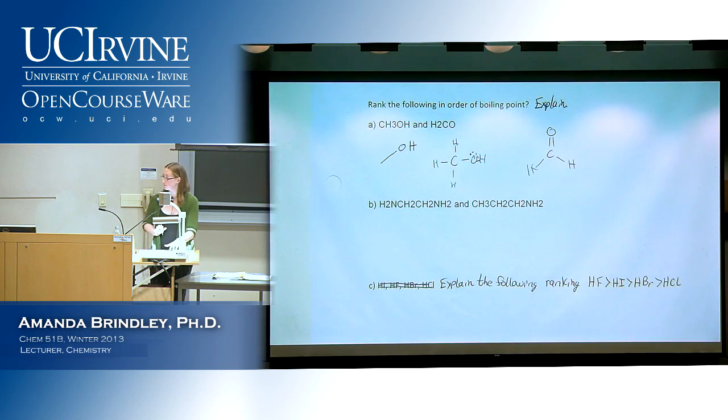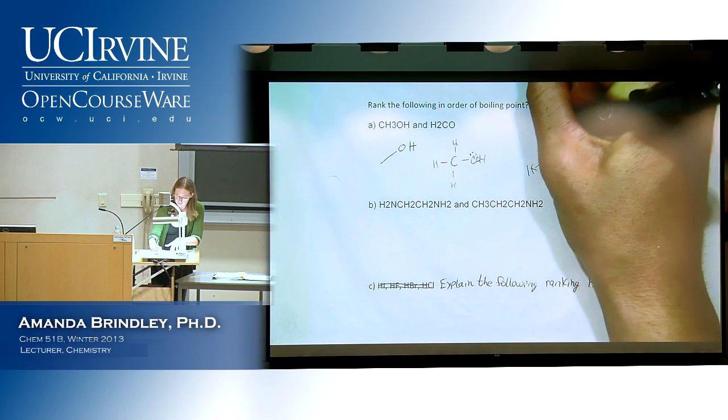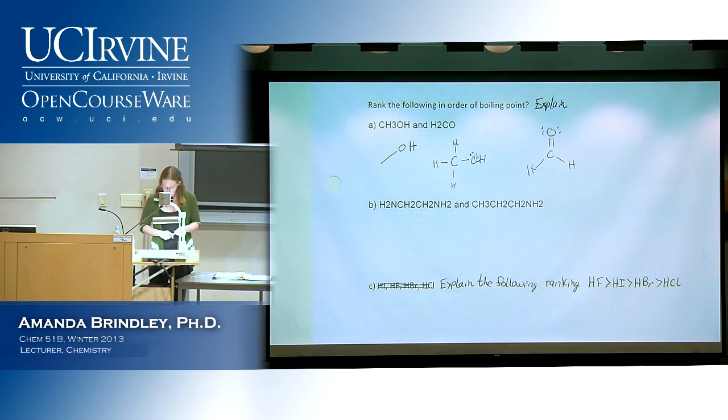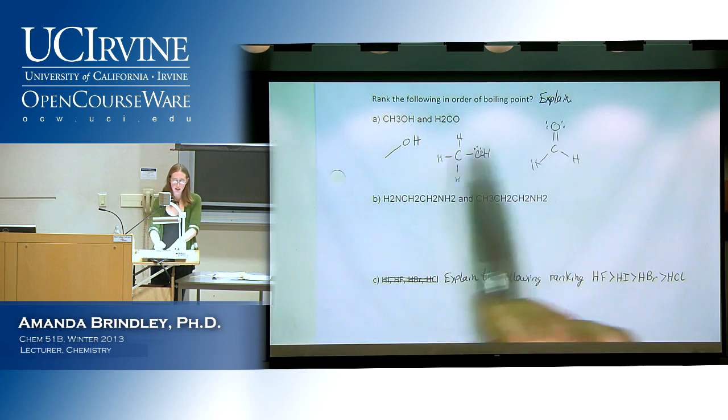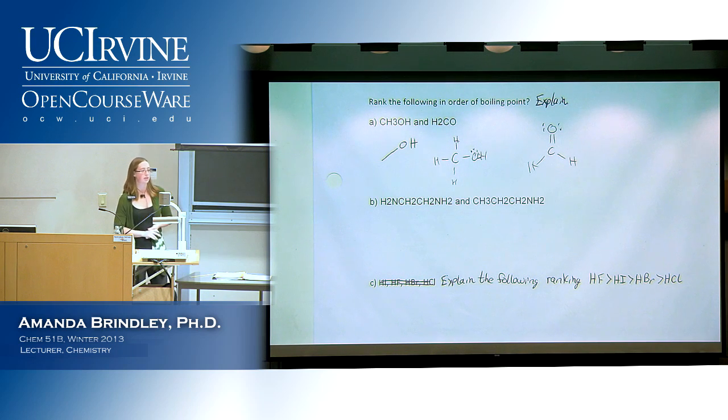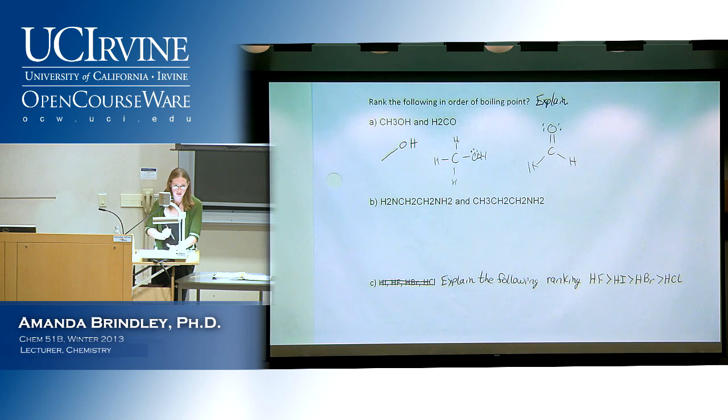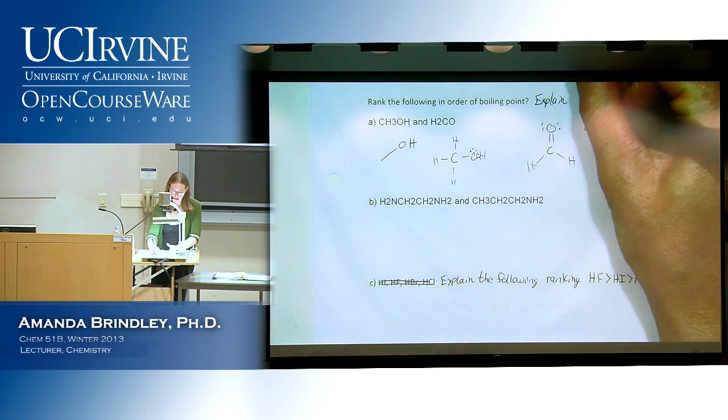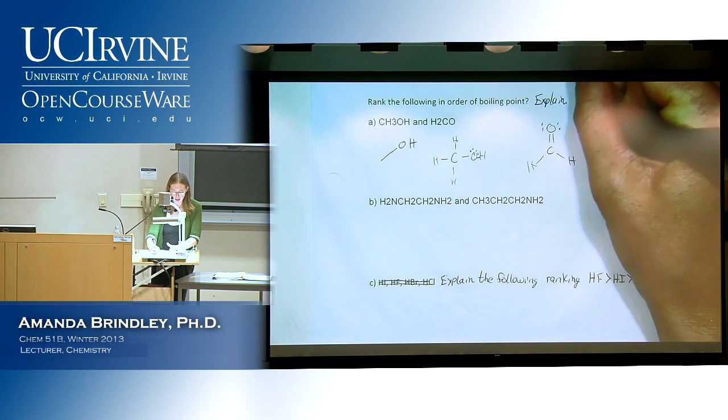Okay. Now we have that. I just say rank in order of boiling point. So let's say which one would have the higher boiling point? This one or that one? So what do we have to look at? We have to look at our intermolecular forces. What sort of intermolecular forces does this one have? Dipole and LDFs.